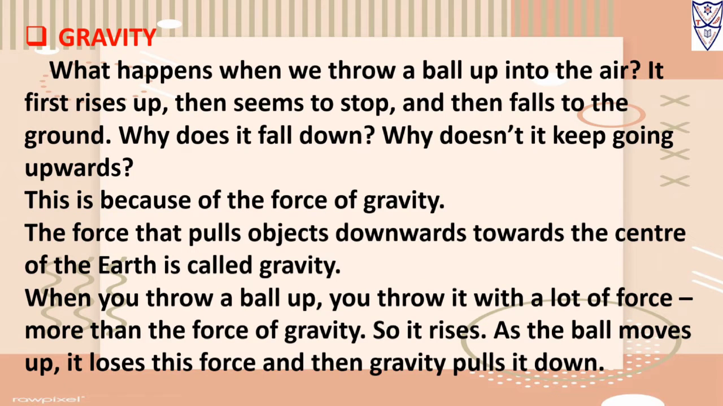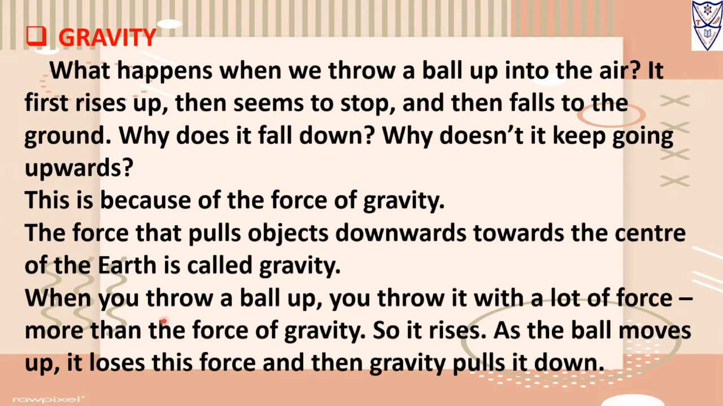Gravity. What happens when we throw a ball up into the air? It first rises up, then seems to stop, and then falls to the ground. Why does it fall down? Why doesn't it keep going upwards? This is because of the force of gravity. The force that pulls objects downwards towards the center of the earth is called gravity.